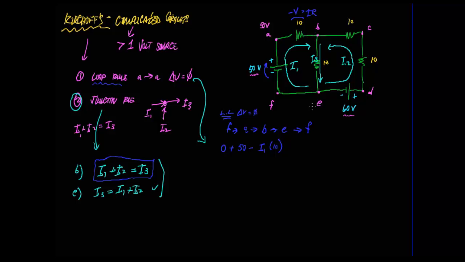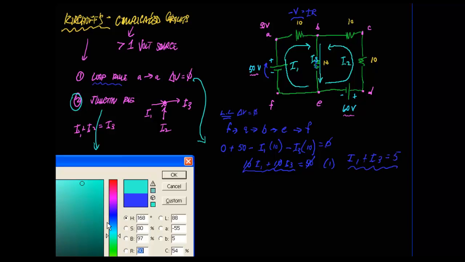Now from B to E, what I'm seeing happen is I go in the same direction as current. So it's a minus. I'm losing I3 times its ohm. Resistor there is 10. And then from E to F, everything goes back to 0. So if I clean this up, my equation would basically be 10I1 plus 10I3 equals 50. And I'll call that equation 1. Now I could clean it up, divide by 10, and what I get is I1 plus I3 equals 5. So that's even better because it's cleaned up a little bit. Alright, let's go around and do another one.